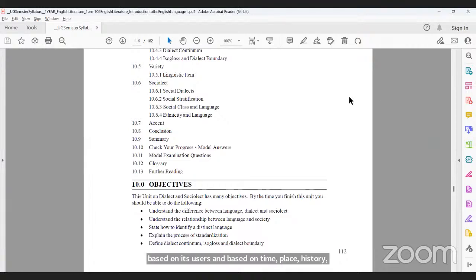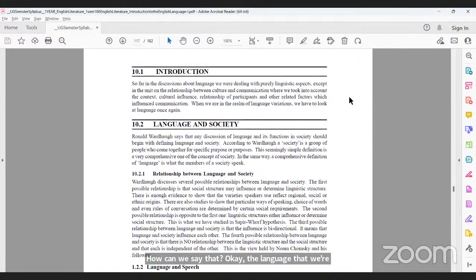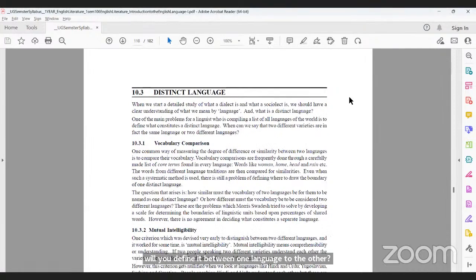Now, the first question that has been put over here is: what is meant by standardization of a language? How can we say that the language that we are using is a standard and the language you are using is not a standard one? How will you differentiate between one language and the other? Can anybody tell me, is the language that you are speaking a standard one or not? If it is a standard, how are you differentiating it from the language others are using, or the people who are using it? It's not a standard language. What are the criteria?